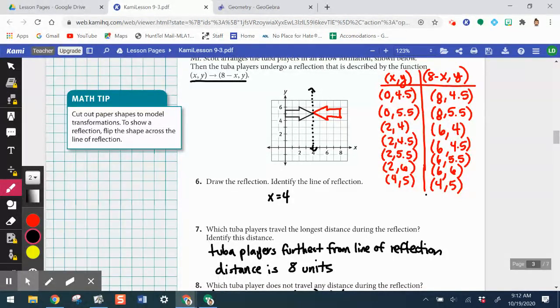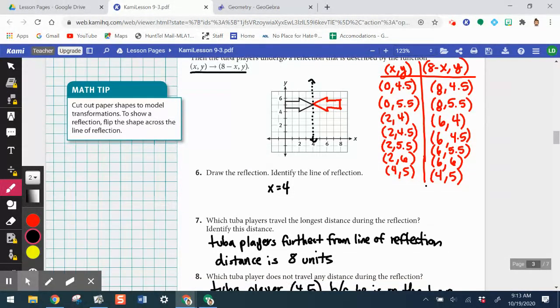So take a second, look at this function table, make sure you did it correctly. And then it says identify the line of reflection. And so we're talking about equations of lines. So hopefully you figured out it was this line right here, on which x is a constant value. x will equal 4. That's what we were talking about on the previous slide. Vertical lines have an equation of x equals some number. So in this case, the line of reflection is x equals 4.